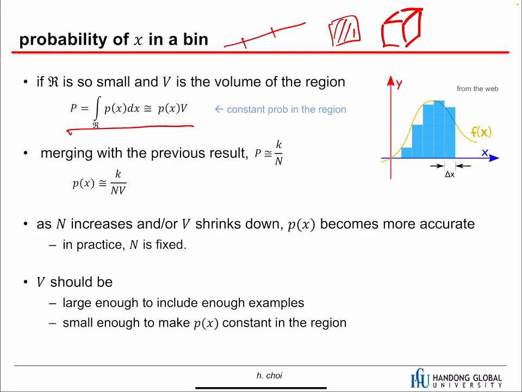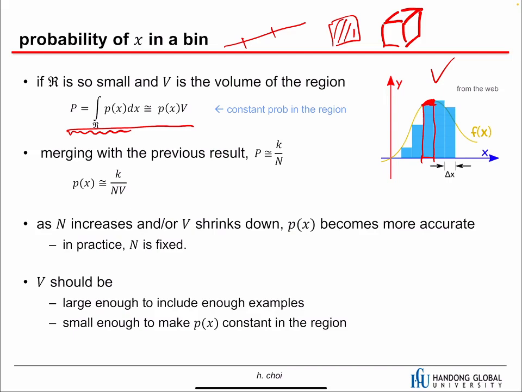And as you know, the p is the integral of p of x in that region. Okay, and then if you look at this example, probably that x is in this volume is actually this area, right? And then this area can be approximated by this rectangle, even though there is a gap, right?